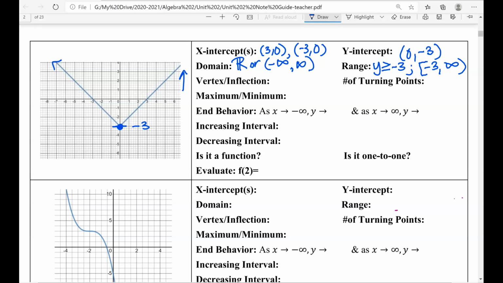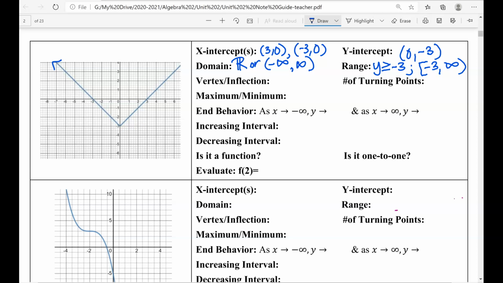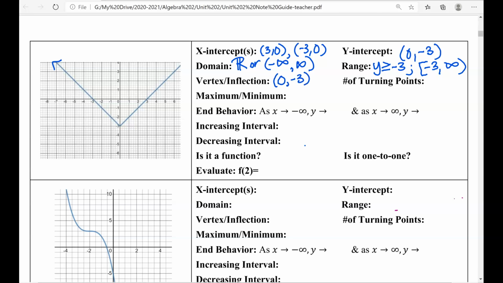We do have one vertex. The vertex is at the bottom here, which we can write as a point: 0 for x and -3 for y. Now, number of turning points. Remember the definition of turning points is when it changes from increasing to decreasing. So it is usually at the vertex. So we have one turning point.